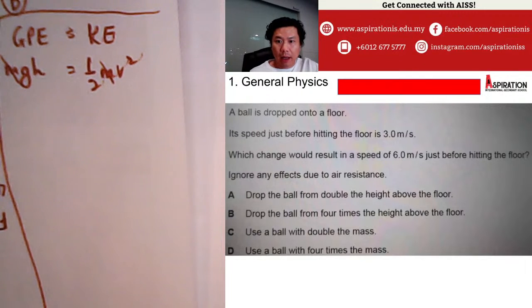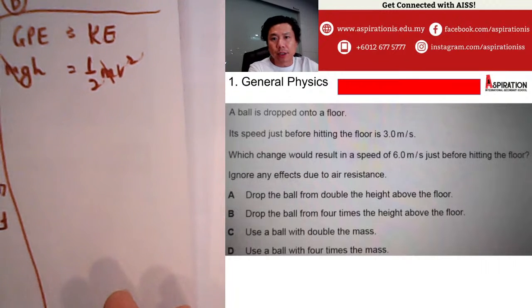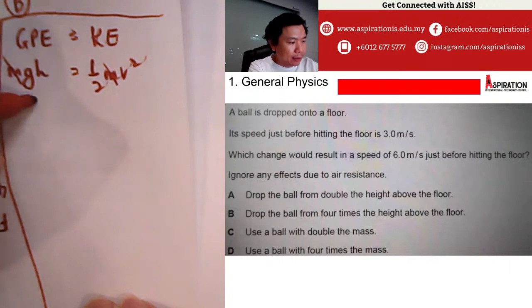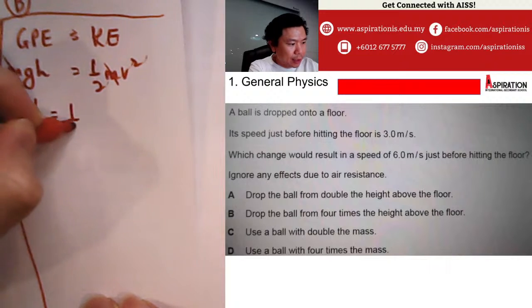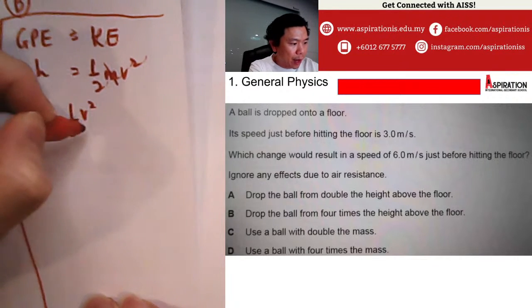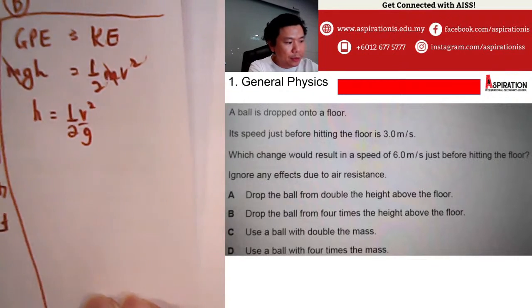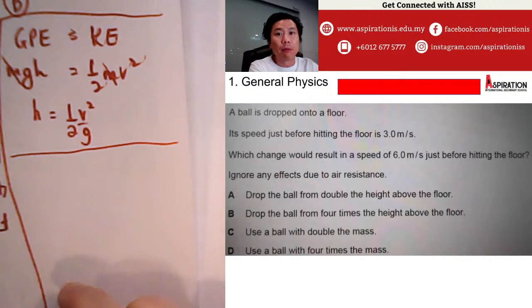How do you know that mass does not play any part? Look at the equation, the principle of the conservation of energy equation. You cancel off the m. It means that it doesn't matter what mass you use, you will get the same result. So it's not about the mass, it's about the height. So it's h equals half v squared over g, and we'll be using this formula.